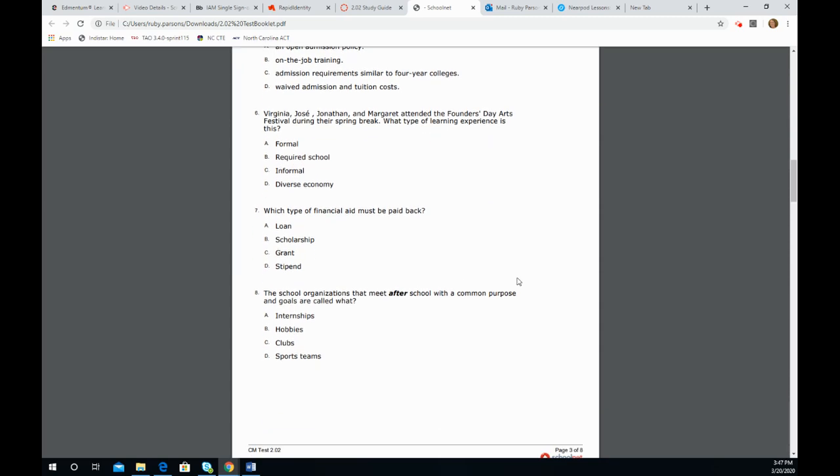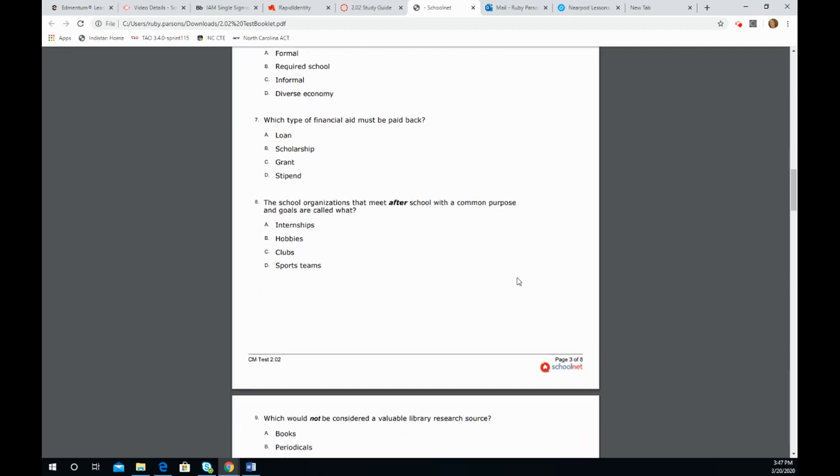Number 8, the school organizations that meet after school with a common purpose and goal, they're called what? Internships, hobbies, clubs, or sports teams. Anything that's going to meet after school for a common purpose is going to be a club. Even though some of the high schools right now, I think, have a time built into their daily schedule, a lot of times clubs will meet before school or after school.